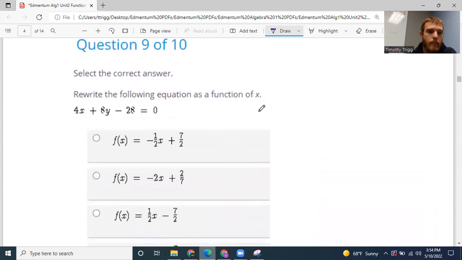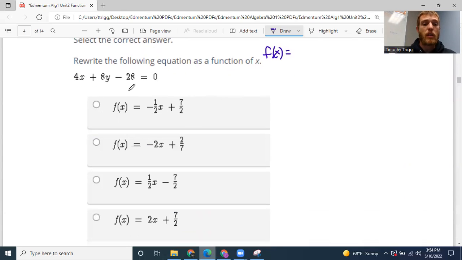Okay. Question 9. Rewrite the following equation as a function of x. So we want to first write it as y equals, because when we write it as y equals, then we just replace y with f of x to write it into function notation. So y, or your output, we could replace with f of x equals. Okay, so my goal here is to get y by itself. So we're going to solve for y here.